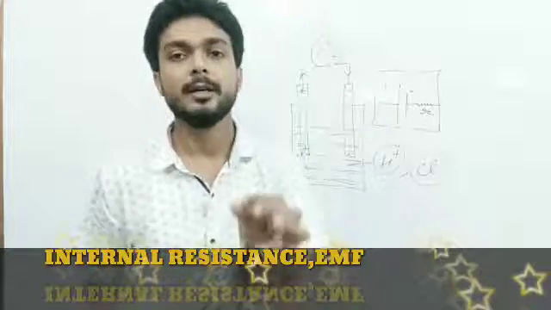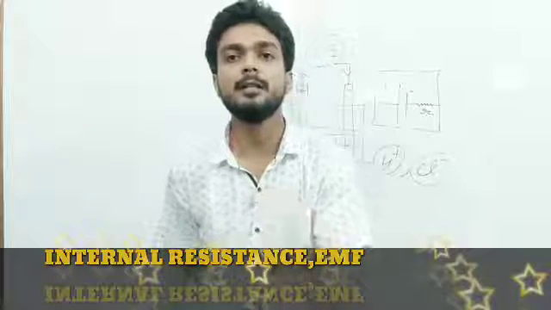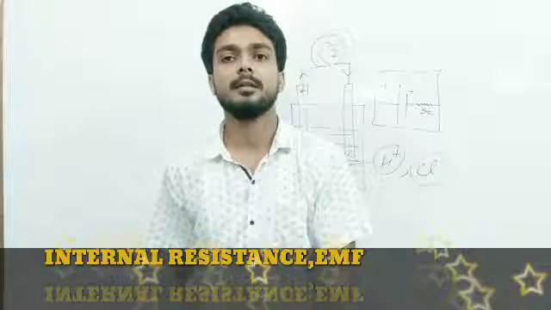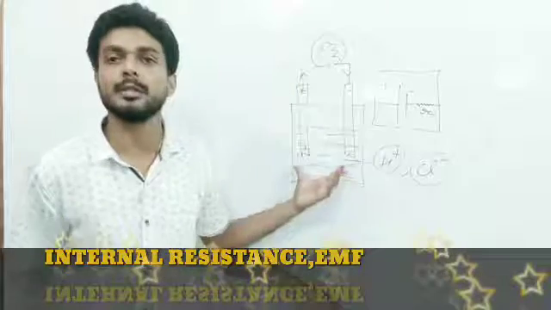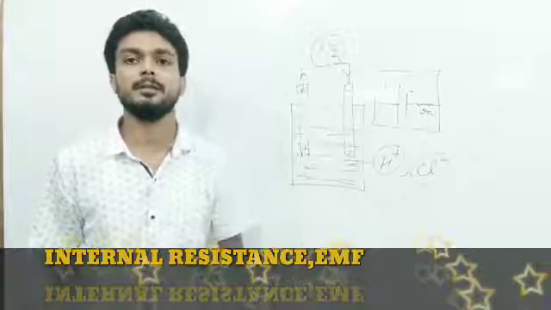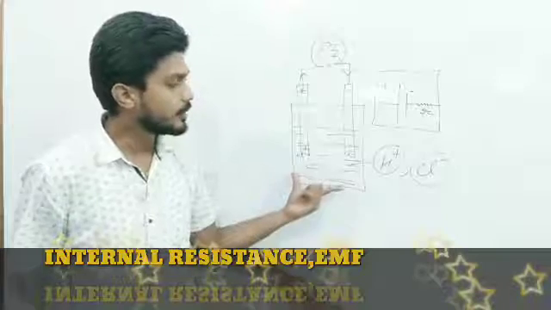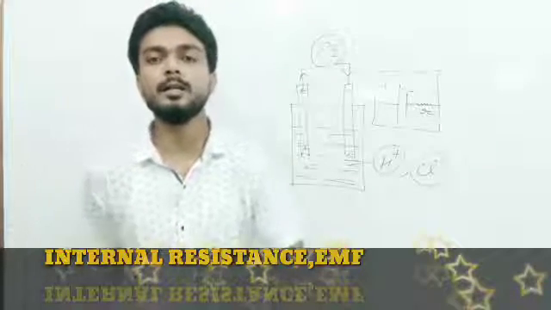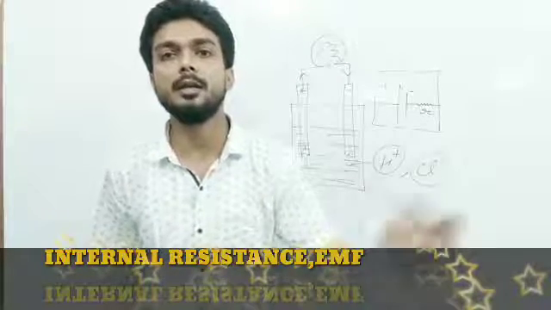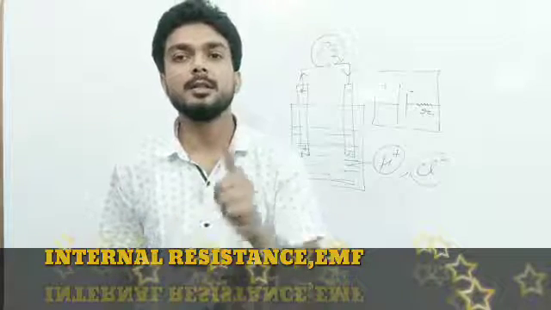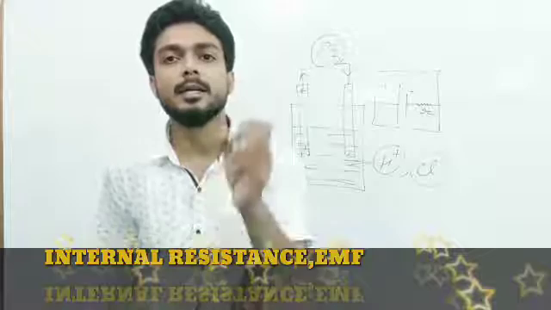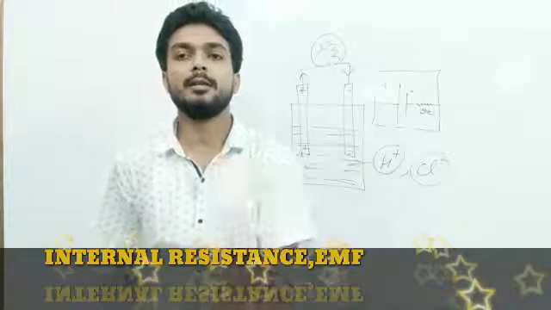Now we will discuss the factors affecting the internal resistance. What are the factors on which internal resistance of a cell depends? Or you can say, what are the factors due to which the internal resistance of a cell increases or decreases? Then there are three main factors. Students, number one is concentration of electrolyte.